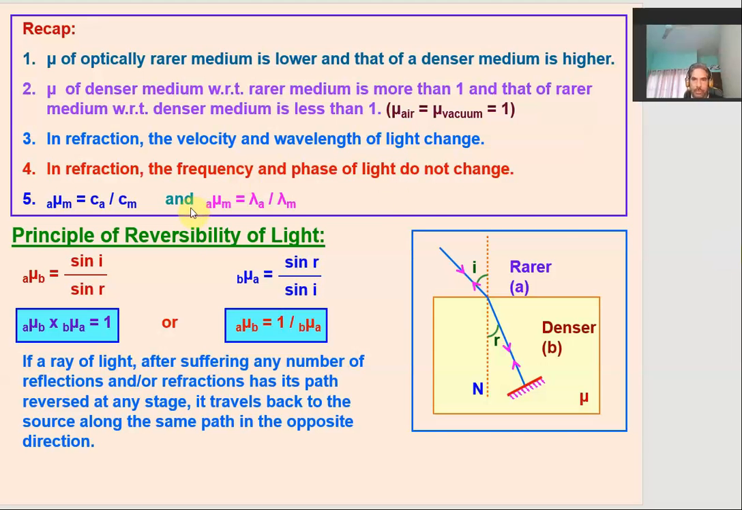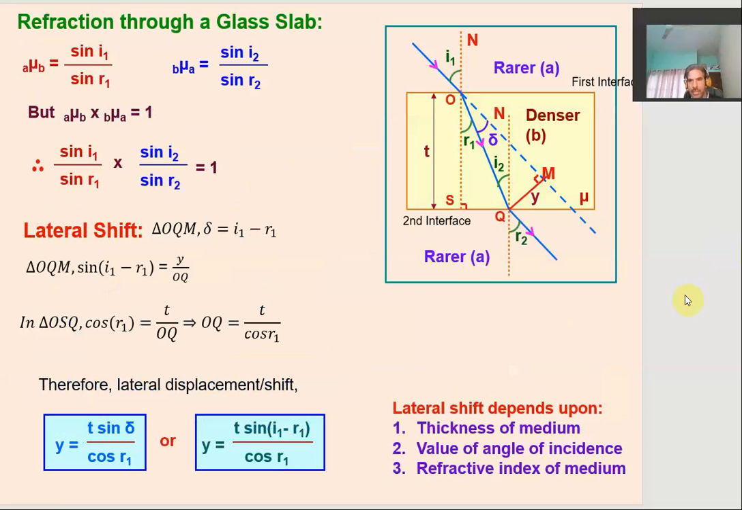So today we will build on what we have understood till now. Today we will discuss the refraction which happens through a glass slab. So what happens to the light whenever it passes through a glass slab? A glass slab is nothing but a rectangular or cuboid shaped glass piece, right? So here is the diagram.